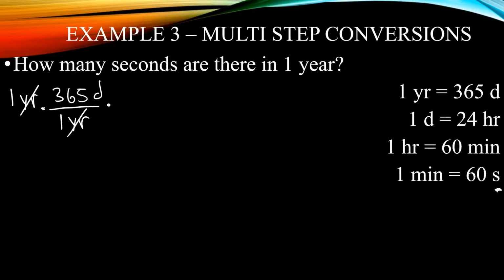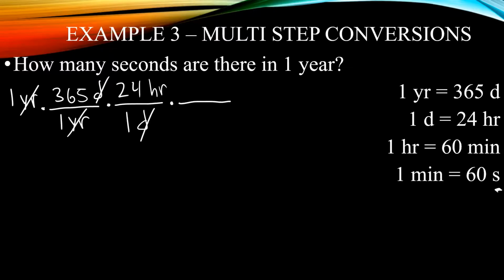Now that I'm in units of days, I want to go into the next unit, and the next unit would be going from days into hours. I'm going to set up my conversion factor in a similar way. I'm trying to get rid of days, so I'm going to put my days on the bottom, and I'm getting into hours, so I'm going to put my hours on the top. The days on the top cancel with the days on the bottom, and now my answer is in units of hours. So now I want to go from hours into minutes.